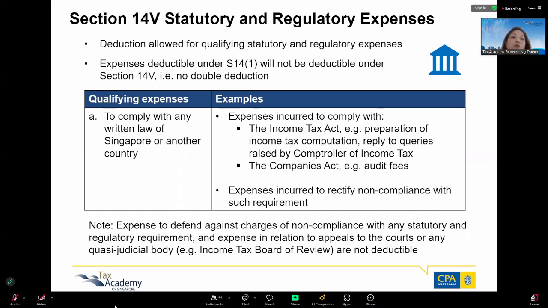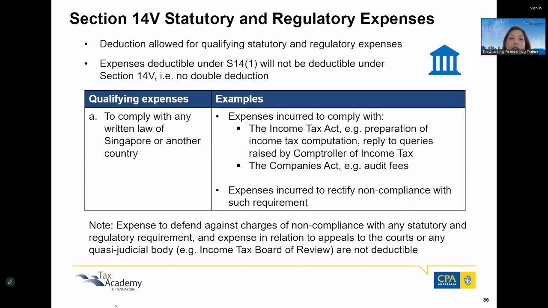Let's proceed. We also have section 14B that provides for statutory and regulatory expenses. These are the expenses incurred to comply with statutory law or any regulatory requirement. So if the expenses are incurred to comply with the Income Tax Act, such as to prepare the tax computation, so they pay professionals to prepare the tax computation, then the amount that they pay the professionals is allowable for deduction.